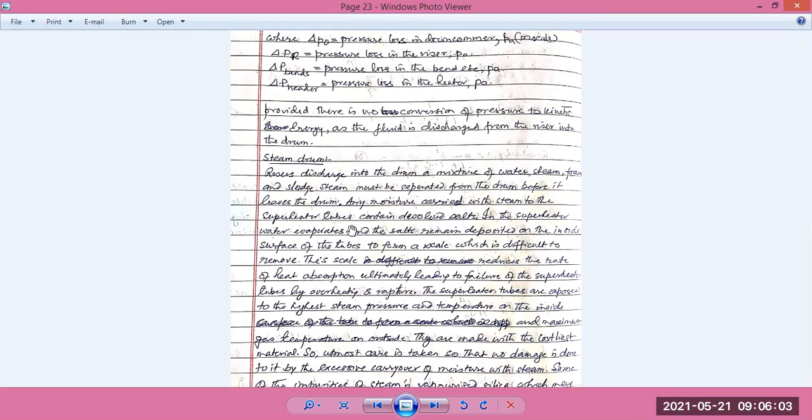So any moisture carried with the steam to the superheater tubes has dissolved salts. There are a lot of impurities present in the water, and one of the most important is the dissolved salts of different types. If the moisture evaporates in the superheater, the salts remain deposited on the inside surface of the tube and form a scale which is difficult to remove.